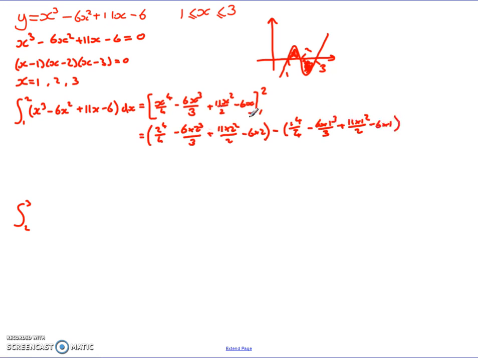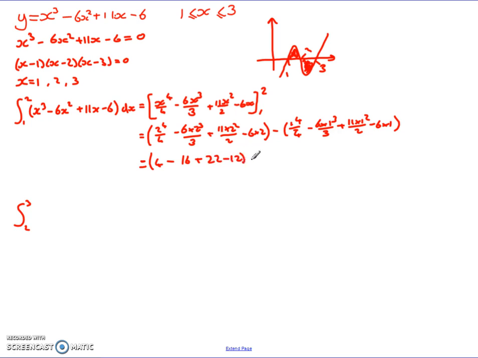Now I need to simplify both brackets and then combine them by doing the subtraction. So, first bracket, 2 to the 4 over 4, well that's the equivalent of dividing by the 4, so I get 2 squared, so I get 4. Take away, well, 6 times 2 cubed over 3 is the equivalent of 2 to the power of 4, which is 16. Plus 11 times 2 squared over 2 gives me 22.